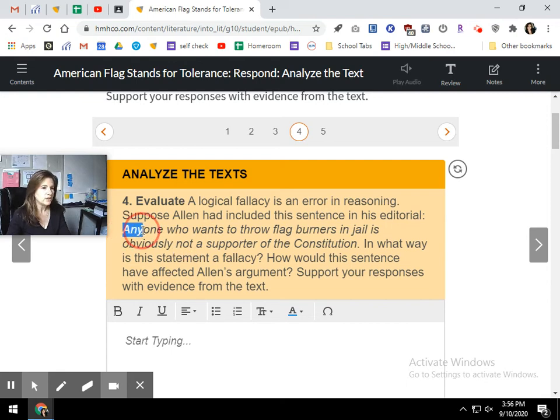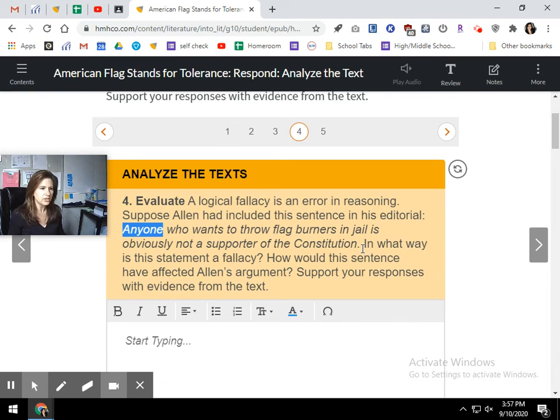So first of all, using this word anyone, okay? When we use absolutes like that, anyone, everyone, everybody, and refer to a whole group that way without thinking about each individual, when you make a broad generalization like that, that doesn't really strengthen your argument. Anyone who wants to throw flag burners in jail is obviously not a supporter of the Constitution. So if he started off with something like that, that sounds sort of combative, and I always tell people, if you start off trying to argue with someone or change someone's opinion by saying, you're wrong, it's stupid, how much of a response are you going to get to that?